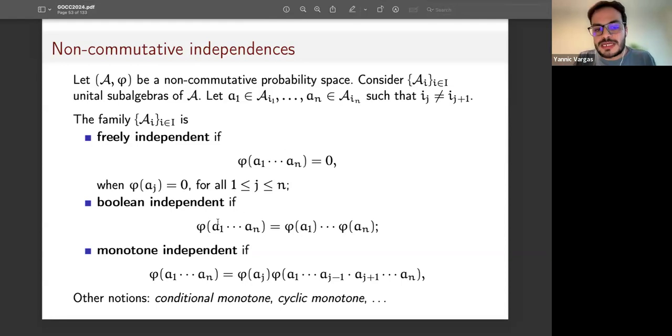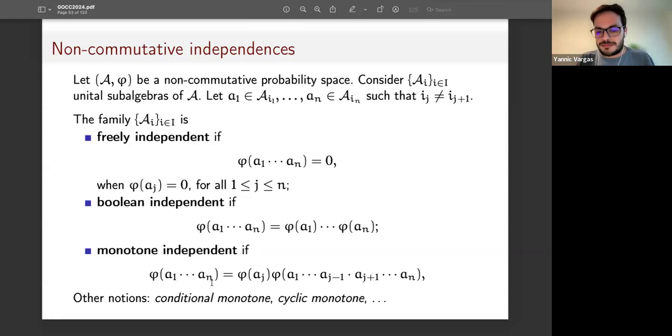Those algebras are Boolean independent if the non-commutative expectation splits nicely. In this case, I ask that as soon as I take one factor, it's different from the one from the neighbors, and it's monotone independent. This notion of monotone independence works like that.